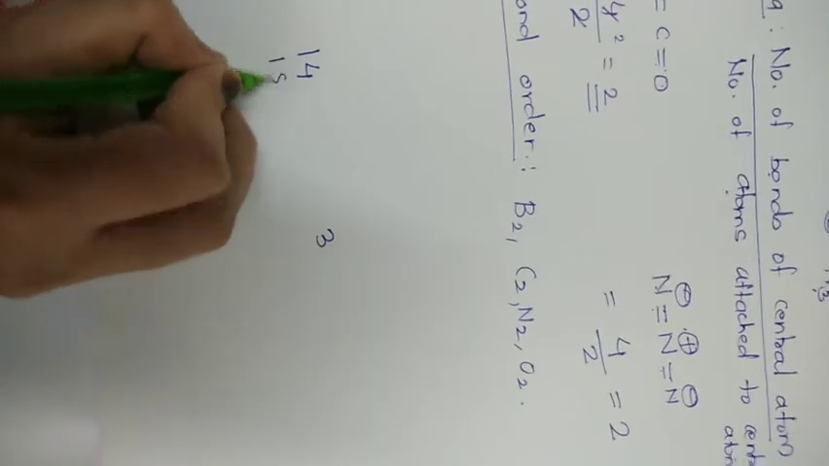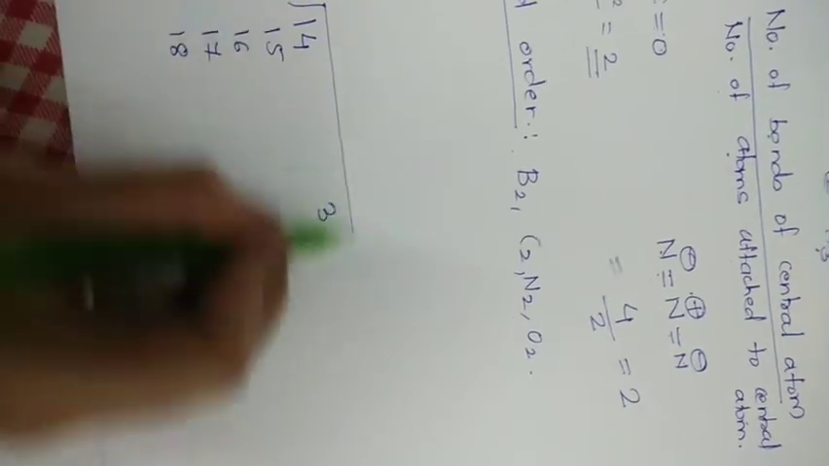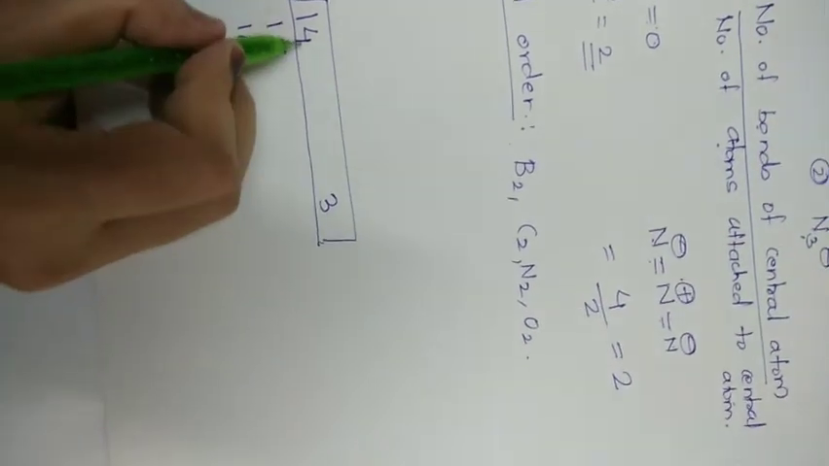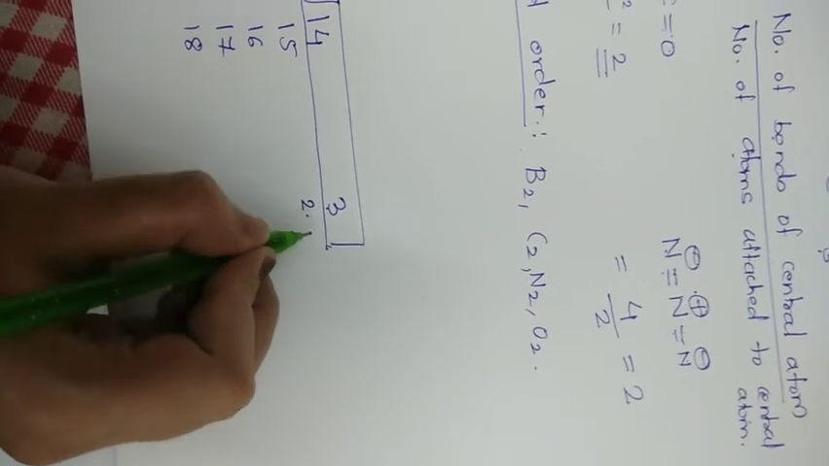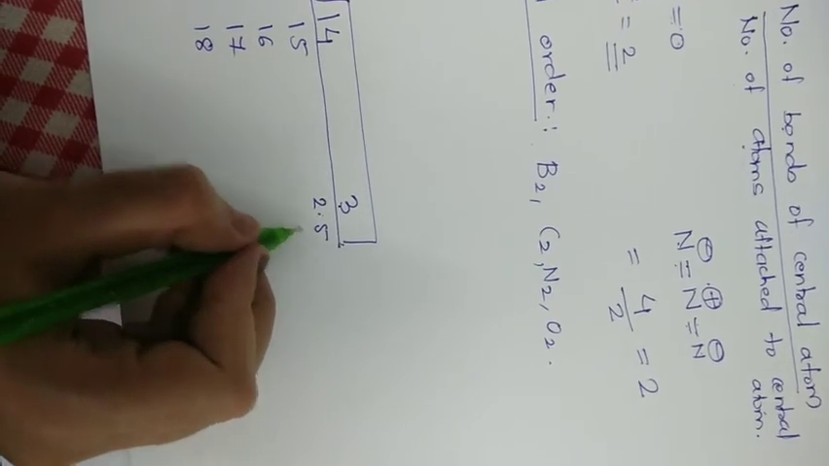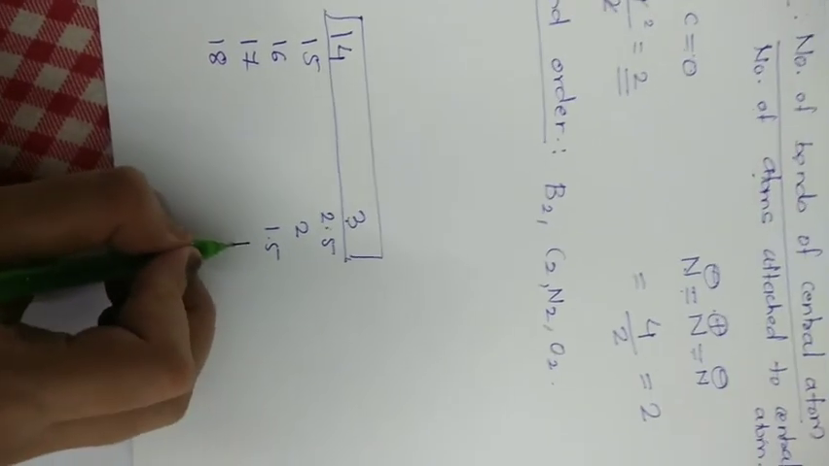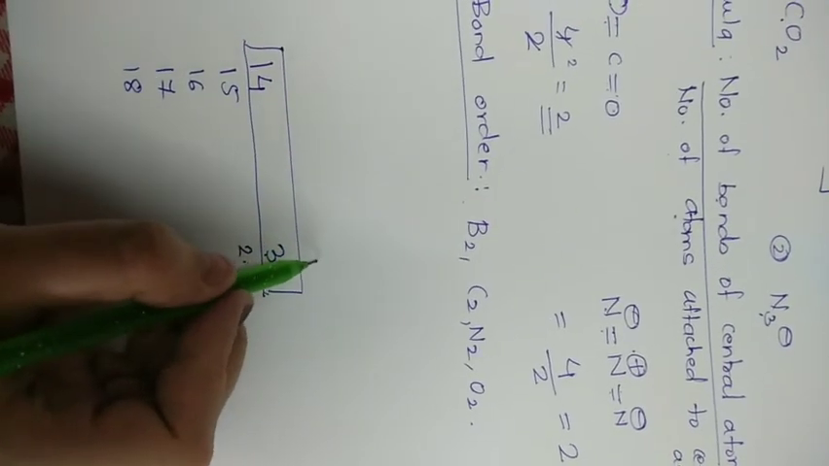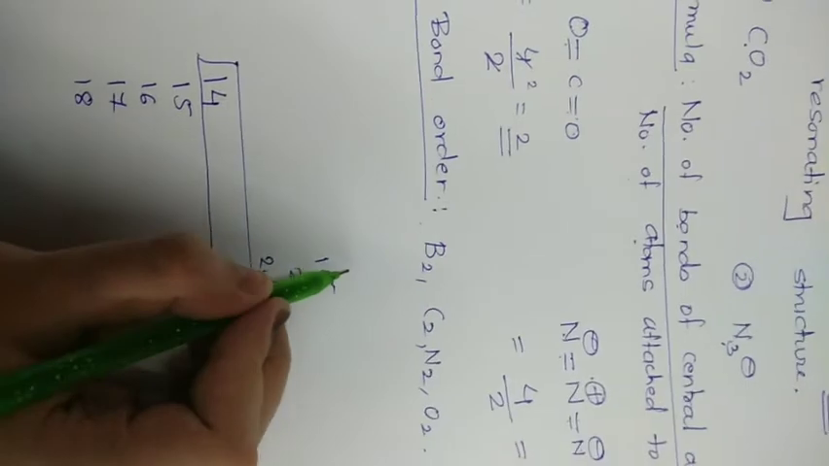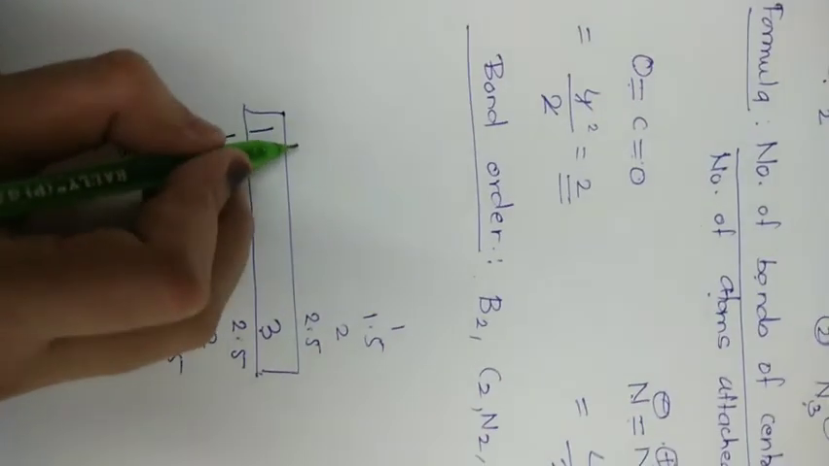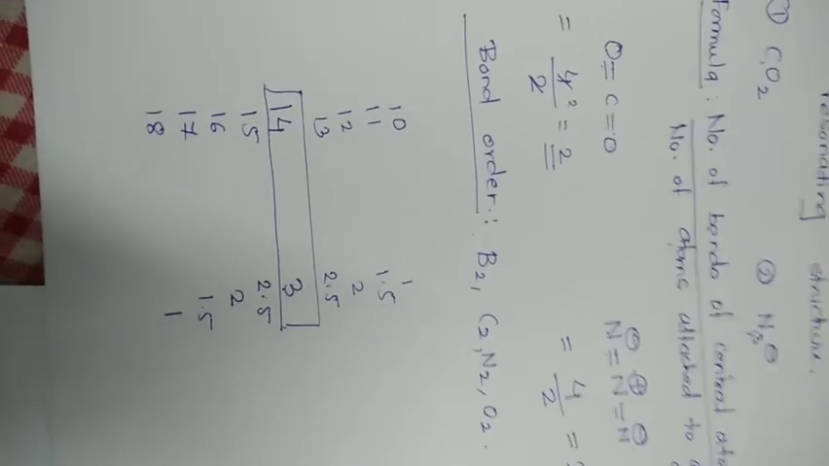Similarly, write down 15, 16, 17, 18. What you have to do is remember this one. 14 has 3. Reduce this by 0.5. What will it become? 2.5. Reduce by 0.5 more, this will give you 2. If you reduce more, it will give you 1.5, and more, 1. Similarly, you have to go on reducing here also. What will it come out to be? 2.5, 2, 1.5, 1. Okay, this way. Here also you have to reduce: 13, 12, 11 and 10. This is the trick for the bond order.